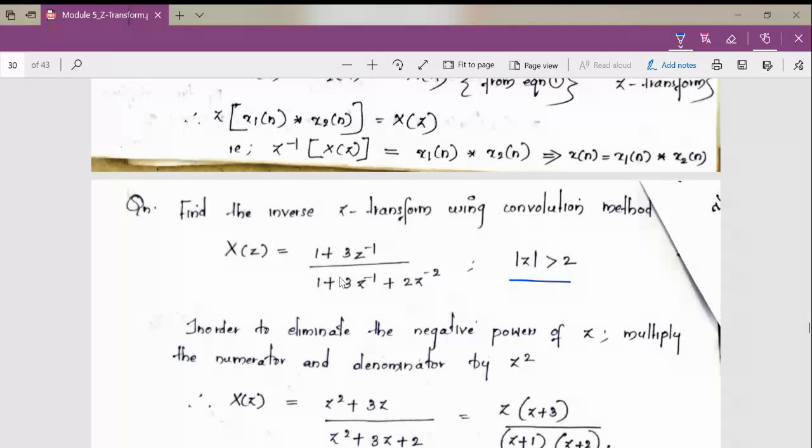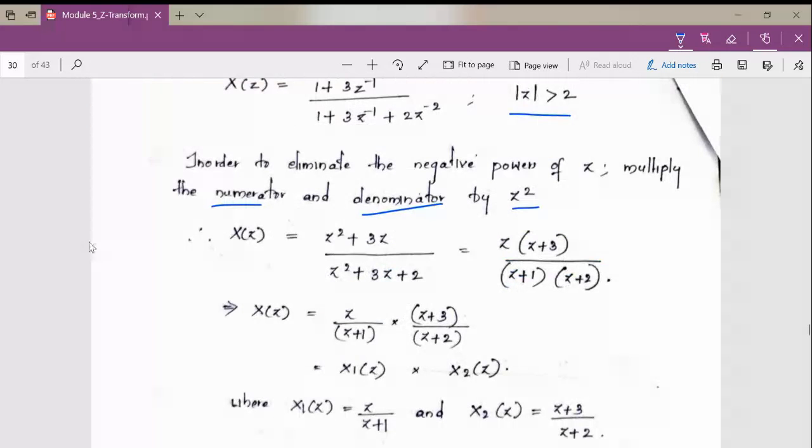Okay, so here the first thing we do is, in this question they have given z as negative powers. We have to eliminate the negative powers of z. So for that, what do we do? We multiply the numerator and denominator by z square. Then what do we get? X of z is equal to z square plus 3z divided by z square plus 3z plus 2.